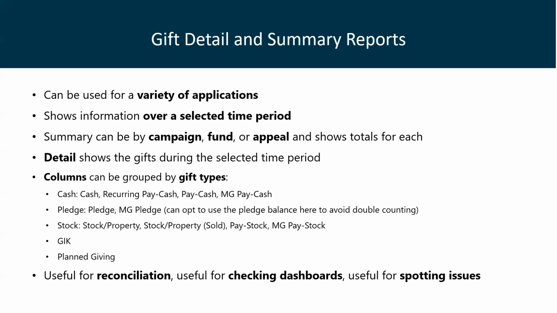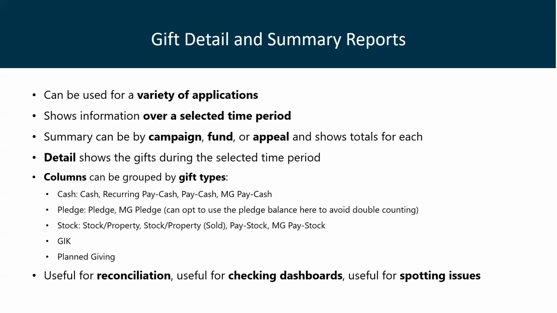So you avoid double counting in your totals. So important to know that. For stock, you could use stock property sold, pay stock, matching gift pay stock, and gift in kind, and maybe you want to include planned giving. It's really useful for reconciliation. That's what a lot of people use it for. Again, something that you can hand off to your finance department.